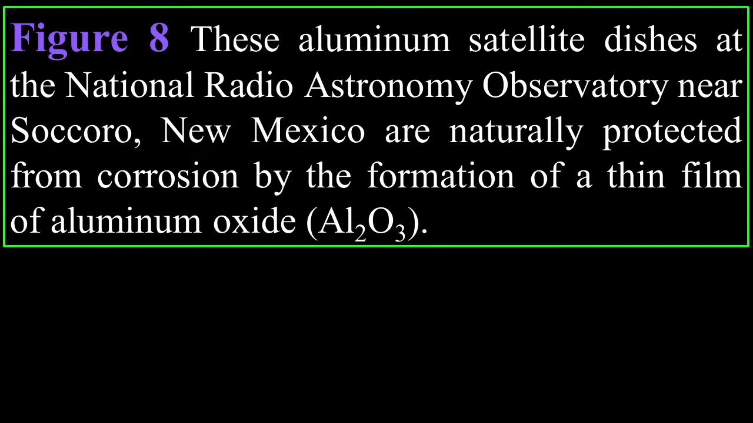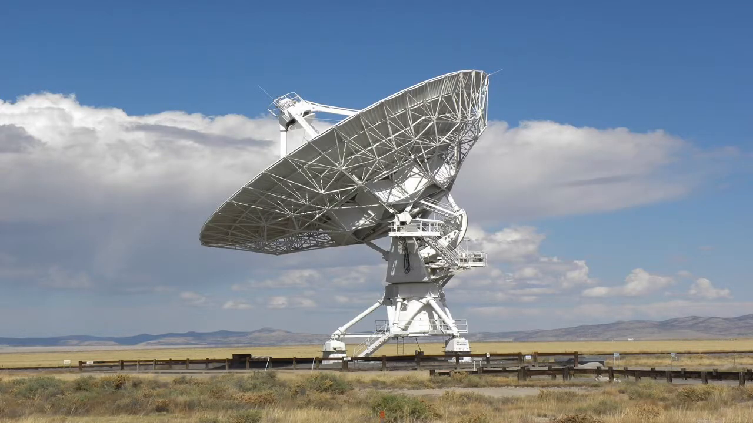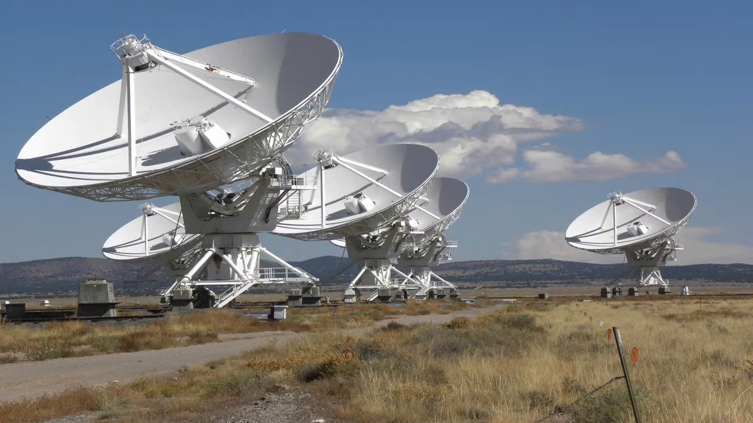These aluminum satellite dishes at the National Radio Astronomy Observatory near Socorro, New Mexico, are naturally protected from corrosion by the formation of a thin film of aluminum oxide, which is Al2O3. And here are the great dinosaurs, not meaning that they're old, just meaning that they're enormous, sitting in the plains of New Mexico. Unbelievably enormous. Used in many films. You can see the little outbuildings and the fences, how small they are compared to these utter giants.